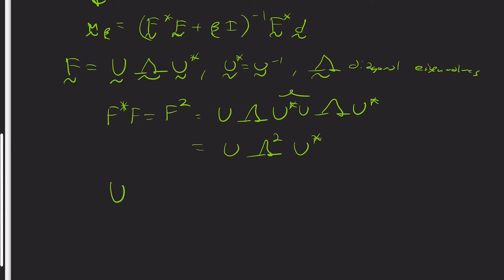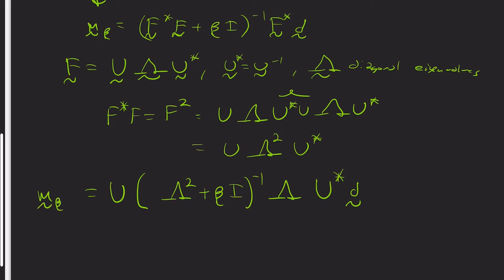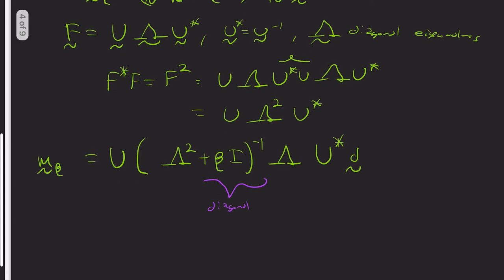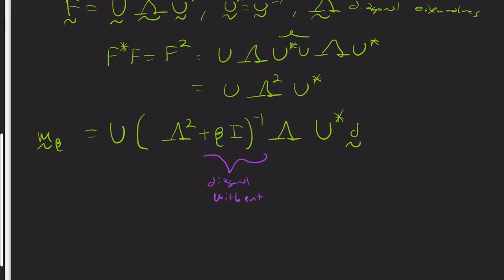So you'll end up with U times (lambda squared plus beta I) inverse times lambda U star d is m beta, okay? And then this is still diagonal, right? You multiply diagonal matrices, it's just the product of their diagonals. And then if you invert them, it's just the reciprocal of their entries. And so this is diagonal with entries lambda n over lambda n squared plus beta.